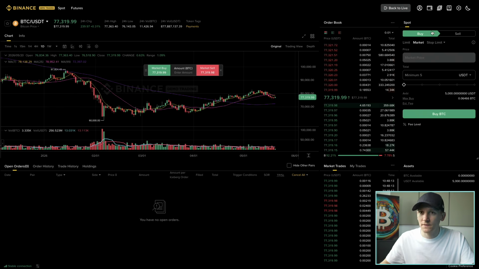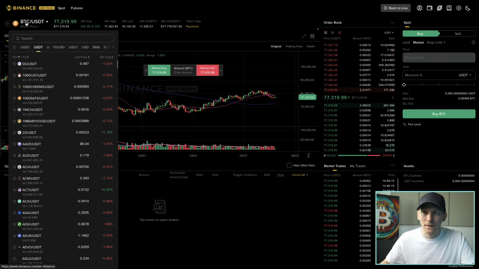But we have a buy and sell button on the right hand side. What does that mean though? What are we buying and selling? Well, we have a trading pair here of Bitcoin USDT. Bitcoin is the base asset.